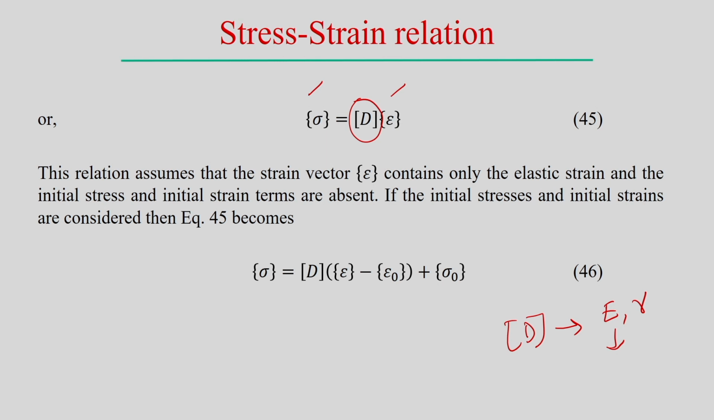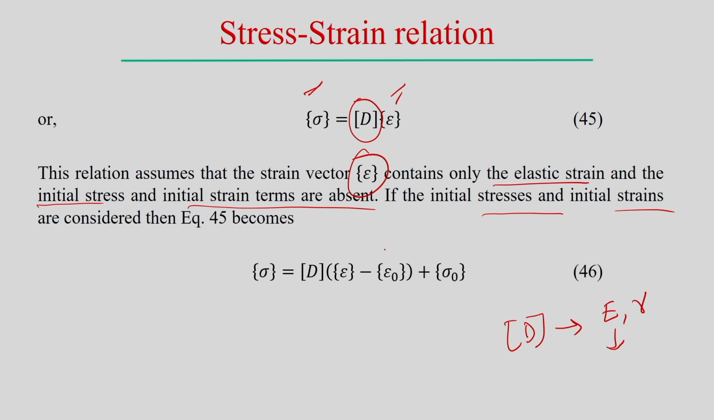So, finally, this is the relation between the stress and strain, but remember we consider this relation assuming that it is valid below the yield point. That means we consider the elastic part only. Therefore, elastic strain is related to the elastic stress. That is why the strain vector contains only the elastic strain, and the initial stress and initial strain terms are absent.